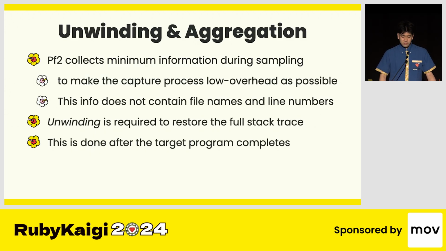PF2 collects minimum information during sampling. As I said, this is to make the capture process as low overhead as possible. This information does not contain file names and line numbers. So we need to symbolize and unwind the full stack trace. This is a very heavy process, so we do it after the program execution is complete.